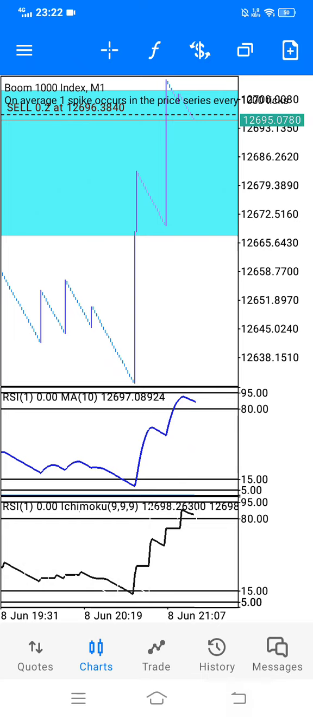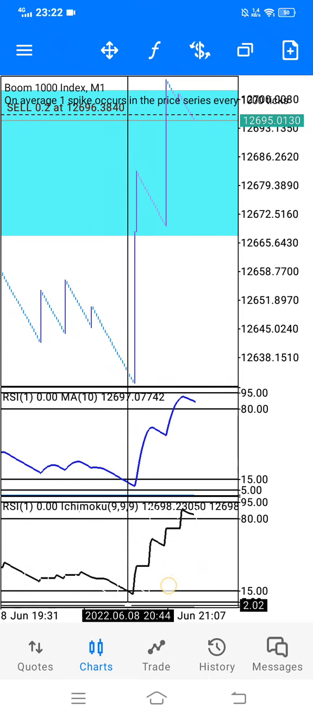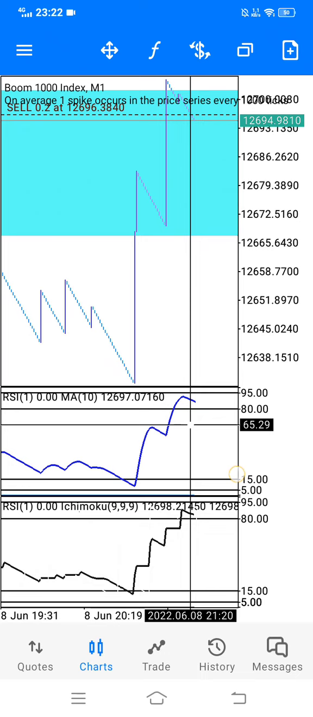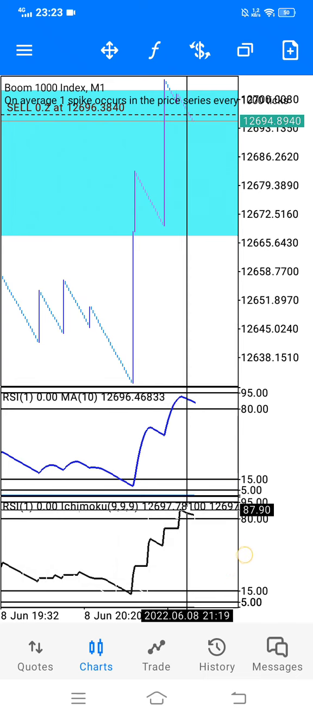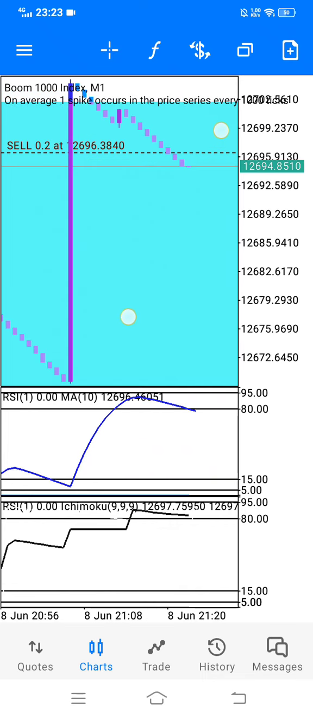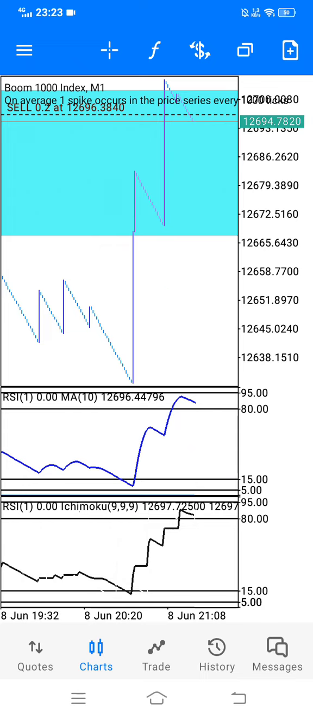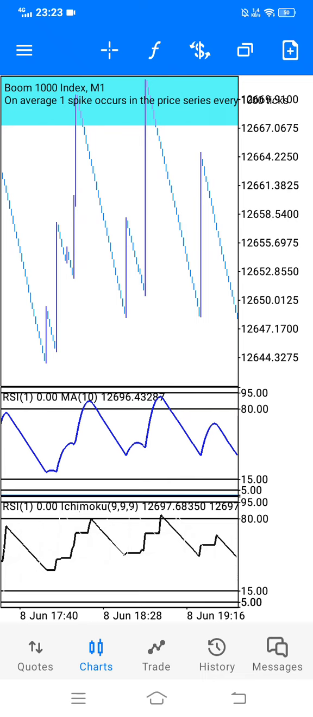So the confirmations to take the trade is really simple. Okay, so as we can see on boom 1000, what needs to happen is the RSI needs to be in between these levels, in between level 95 and 80, and the Ichimoku needs to be on level 95. You go in, you take the trade, you take your 5 candles. Once you take your 5 candles, you close. You can scalp 2 candles, 5 candles, anything of your choice, whatever you like.